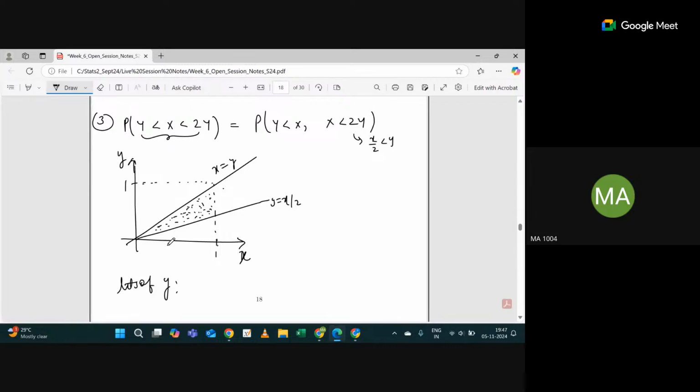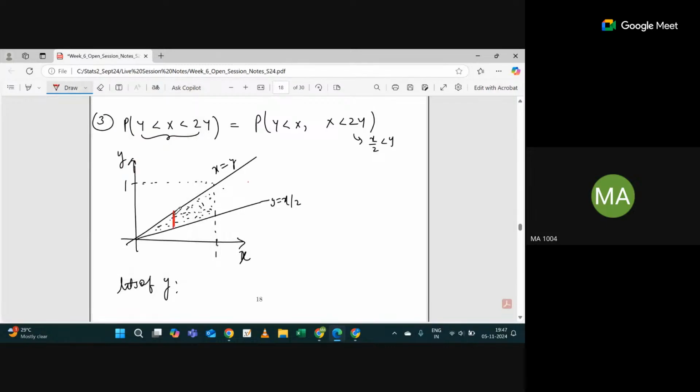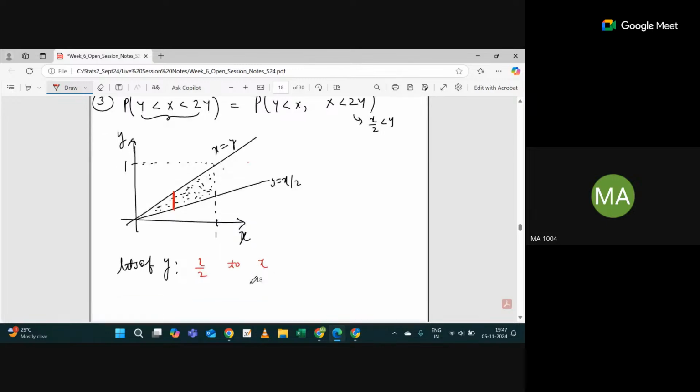Okay. So for the limit of y, what you have to do is draw a parallel line with respect to the y-axis. So what is the limit of y here? It is going from x/2 to x. Is this clear? Yes.